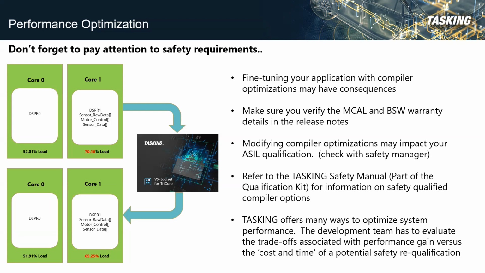Obviously, modifying compiler optimization may impact your ASIL qualification. But this is not the end of the world. You can check with the MCAL and BSW vendors whether they are ready to change the compiler options for a nominal fee. Before you select this optimization, you need to compare the cost of changing the compiler options of the MCAL and BSW with the cost of selecting a microcontroller with a higher capacity. You have to make up your mind clearly between these two.